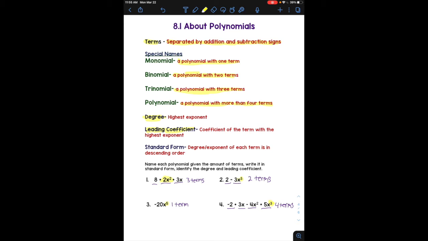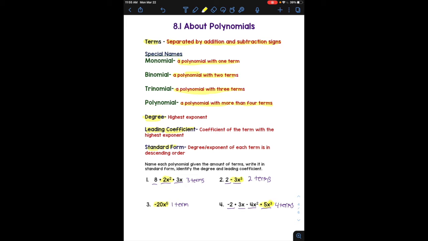The term in problem number 2 that has the highest exponent is negative 3x cubed. The coefficient, or the leading coefficient, would be negative 3. Problem number 3 only has one term, therefore the only coefficient and the leading coefficient is negative 20. And lastly, positive 5x cubed has the highest degree, or the highest exponent, so the leading coefficient is 5.